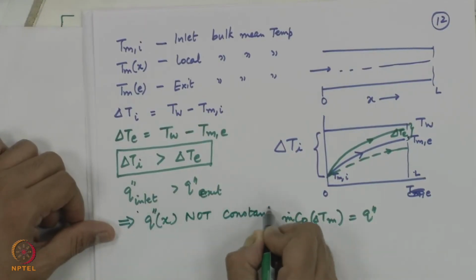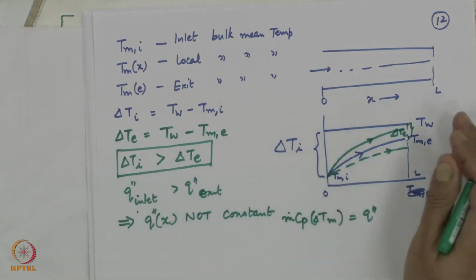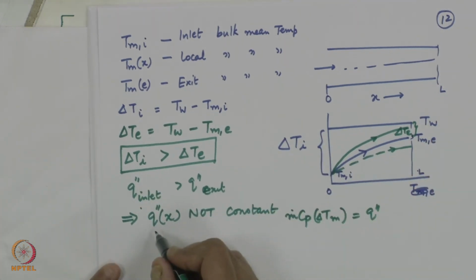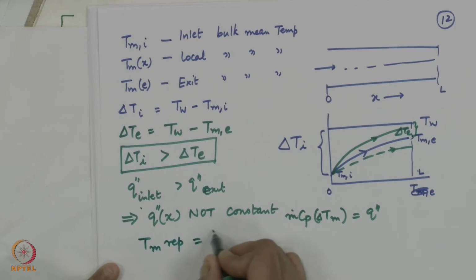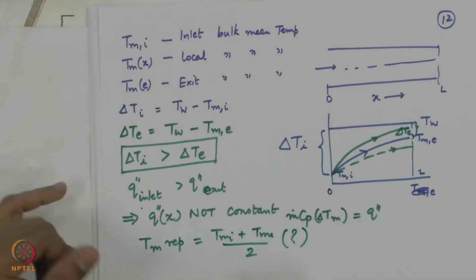So, what do I do? What is the temperature difference that I take to do the analysis? Should I take T bulk mean at inlet or T bulk mean at the outlet, or should I take the average temperature, that is T bulk mean at inlet plus T bulk mean at exit? So, T local representative is T_mi plus T_me by 2. Is this acceptable? What do I take?